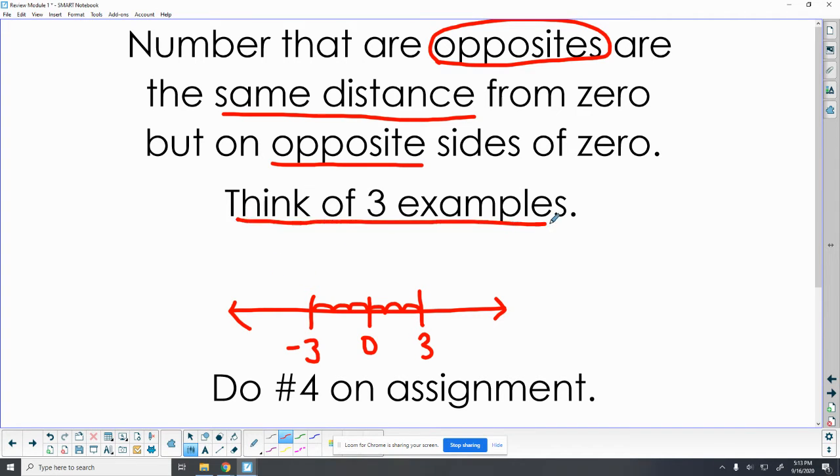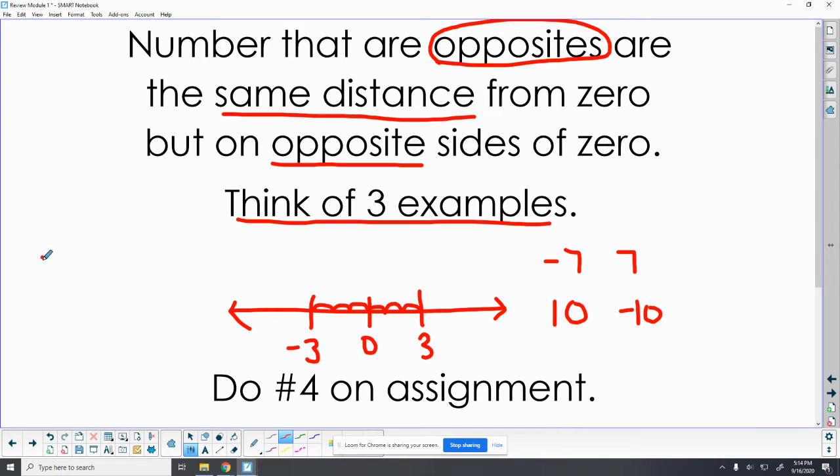So take a second and see if you can think of 3 examples of opposites. One I thought of was -7, and the opposite is +7. They're both 7 units away from 0 on opposite sides. Another one I thought of was 10 and -10. They're both 10 units away from 0, but on opposite sides. So see if you can think of 3 for yourself.